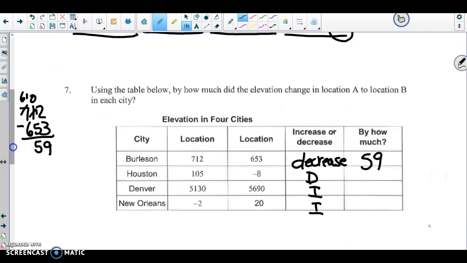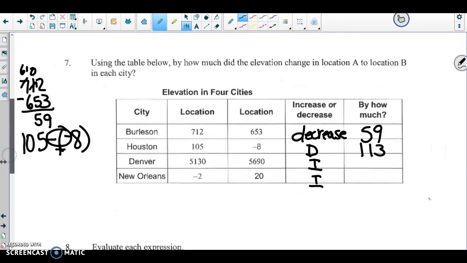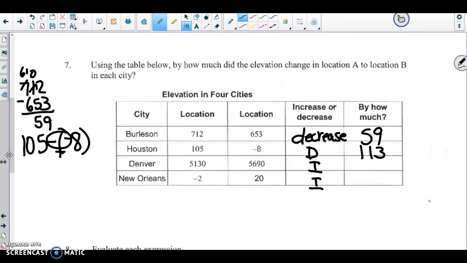Okay. For Houston, we went from 105 down to -8. So 105 minus the -8, because we went down to 0 and then we had to get down farther, so it's really going to be plus. So I'm going to end up with 113 there. That's how far down it went. For Denver, we went from 5,130 up to 5,690. So it's an increase.